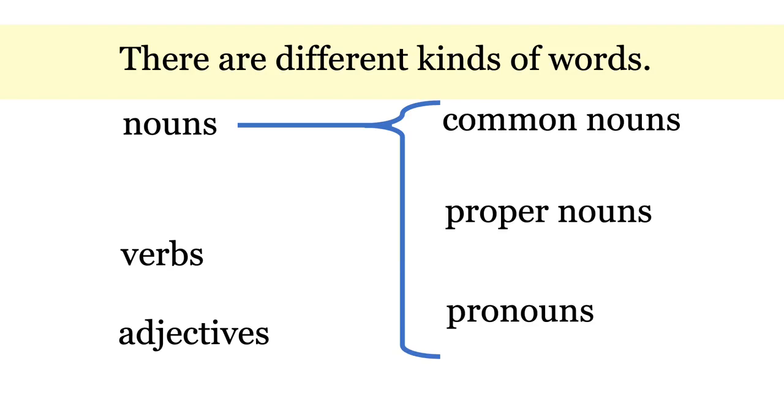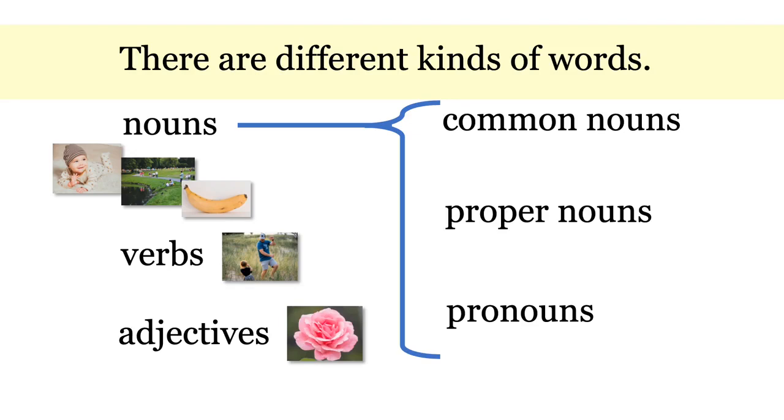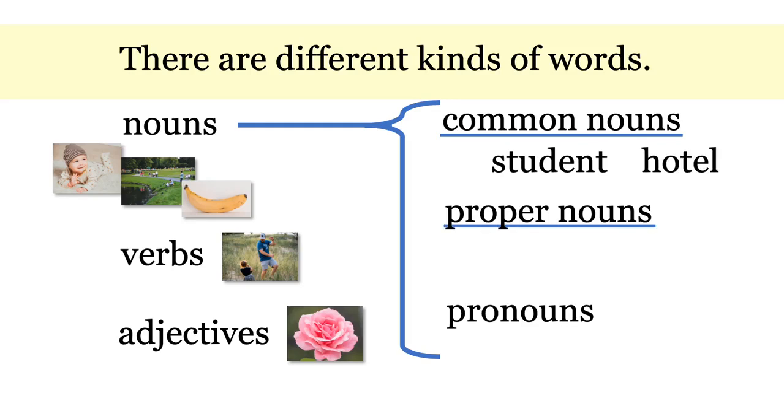Now you know there are different kinds of words. Nouns are words for a person, place, or thing. Verbs are action words. And adjectives are words that describe or tell about a noun. You learned that there are different kinds of nouns. Common nouns like student and hotel. Proper nouns like Mary and Hilton. And pronouns like she and it.